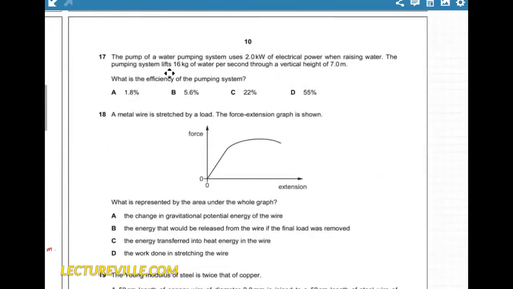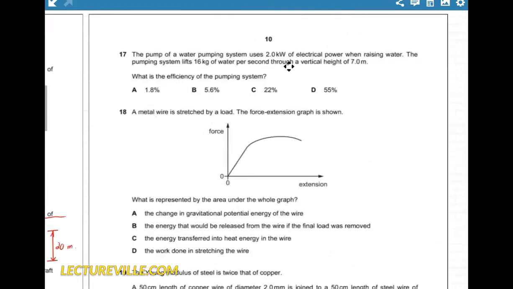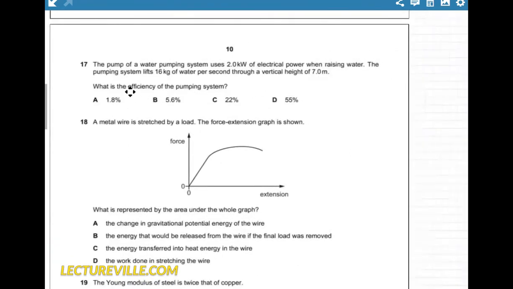The pump of a water pumping system uses 2 kilowatt of electrical power when raising water. The pumping system lifts 16 kg of water per second through a vertical height of 7 meter. What is the efficiency of the pumping system? Now, what is the power developed by the system? We are providing it with 2 kilowatt. And what does it do with that? 16 kg per second to 7 meter. So that is a gain of gravitational potential energy.